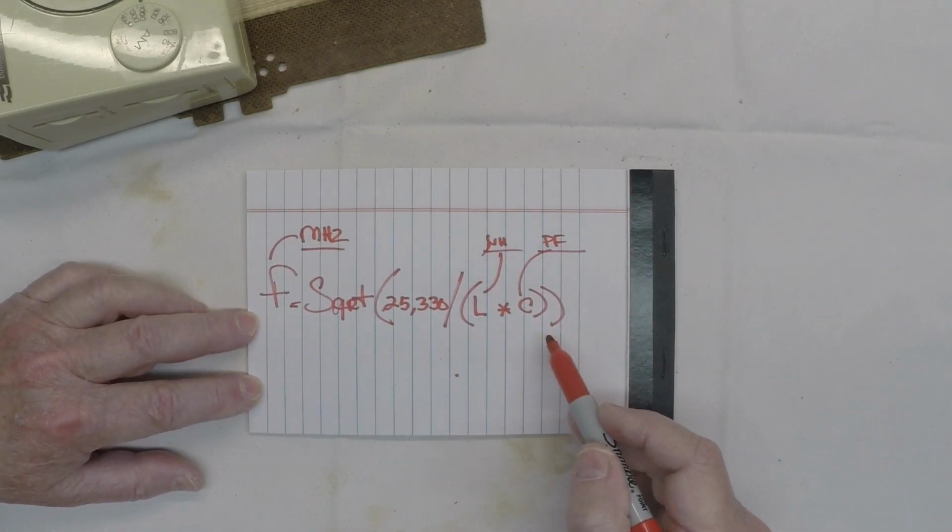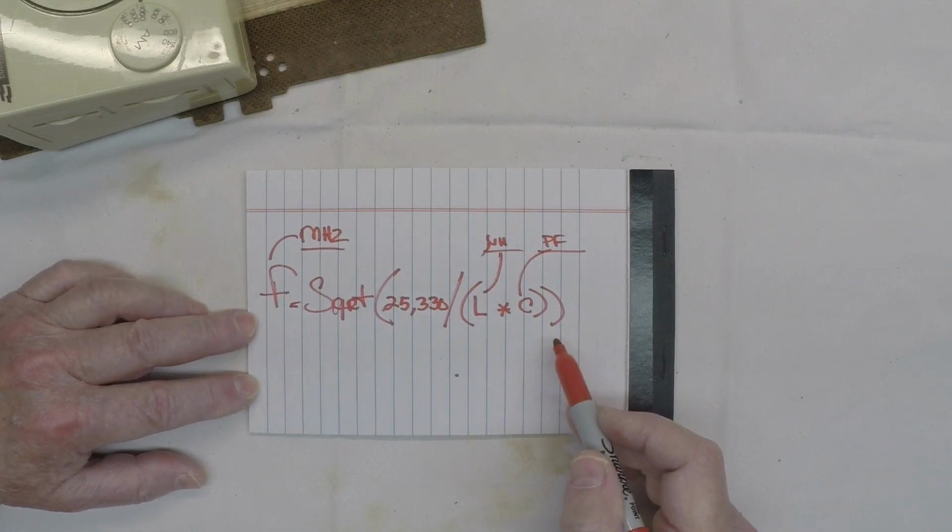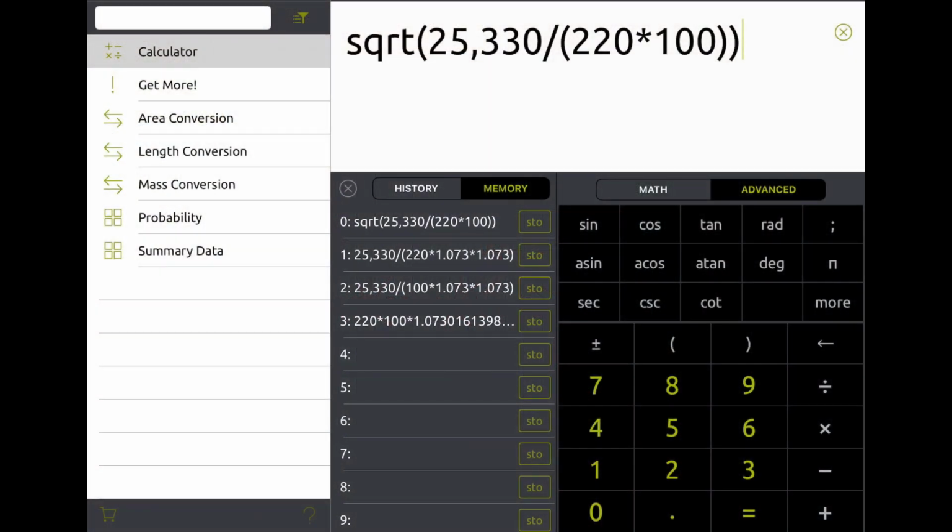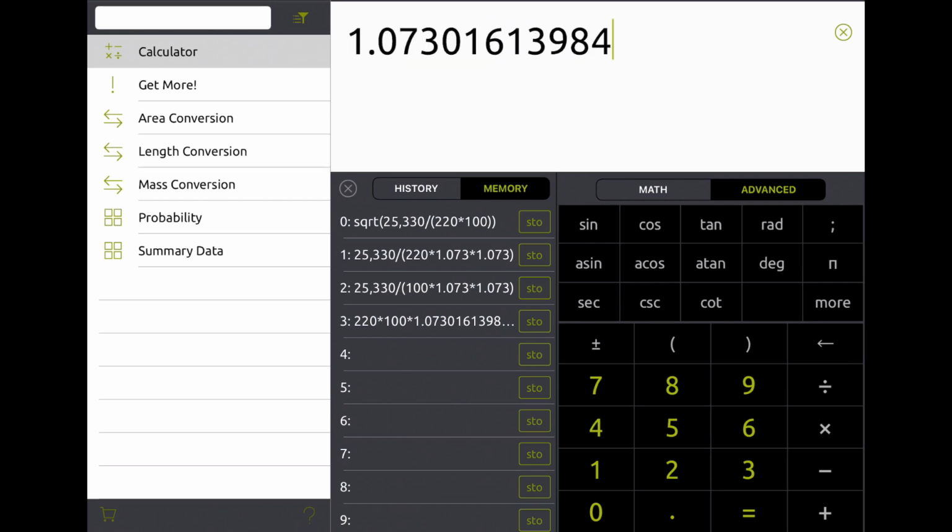Let's plug this into the calculator and look at one of the examples. I have the formula stored in my calculator to make it simple for future recall. Again, the square root of that 25,330, which is the constant, 220 represents the inductor in microhenries times the capacitance in picofarads. That being 100 gives us 1.073 megahertz. So it works out really well and simple to use.